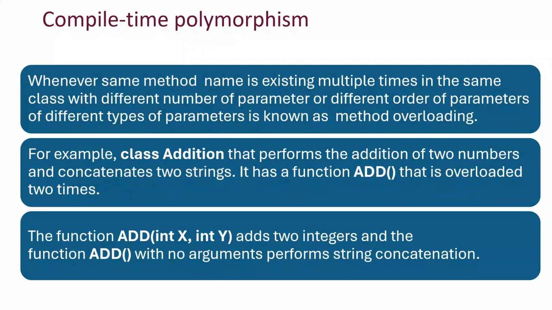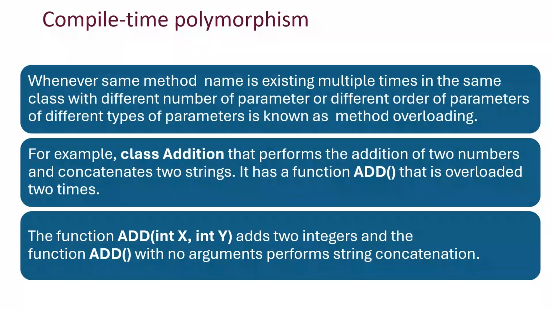So again, what is compile time polymorphism? It may be method overloading. That is, whenever the same method name exists multiple times in the same class, that is, the same method name means the same function name.